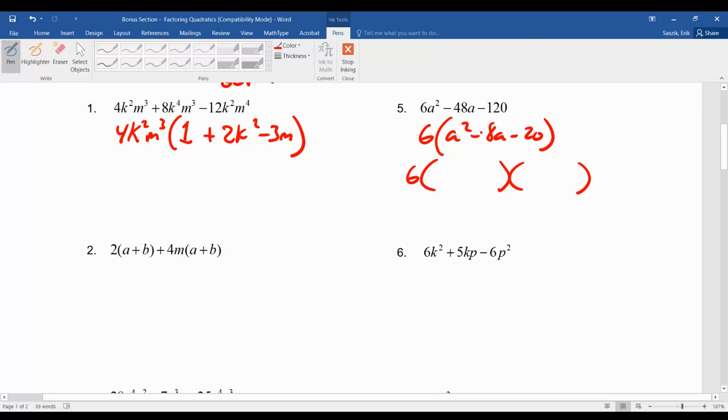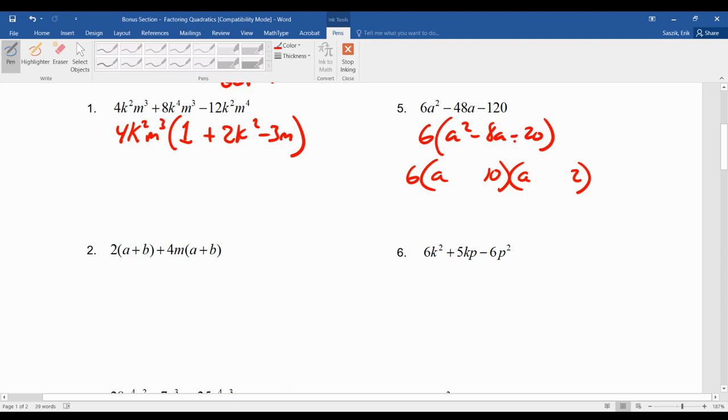Now you want to factor this quadratic. Remember, these first terms have to multiply to give you this. That's going to be a times a. These last terms have to multiply to give you this. So we have a bunch of options, right? We could do 4 and 5. We could do 10 and 2. We could do 20 and 1. But they have to be written in such a way that this inner product and this outer product combine to give you this. And this is going to be 10 and 2.